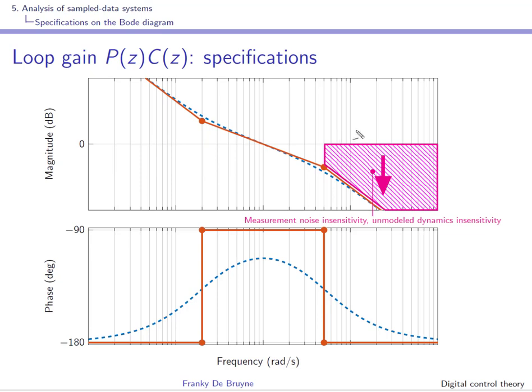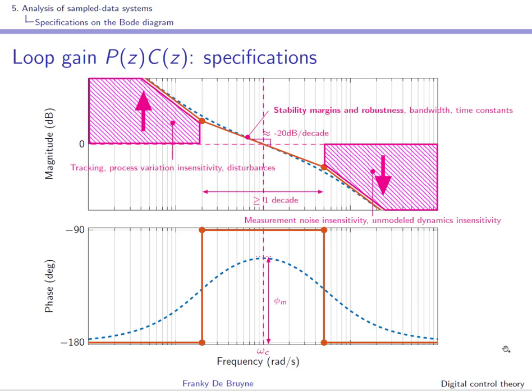In the high frequencies, we want a loop gain PC in module as small as possible. So this means that we're pushing downwards in this gain Bode diagram of the loop gain, and this is because we want to be insensitive to measurement noise and insensitive to unmodeled process dynamics. If you combine the last 3 slides, this is what you obtain. We will have the opportunity to apply this methodology in the section that is devoted to loop shaping.